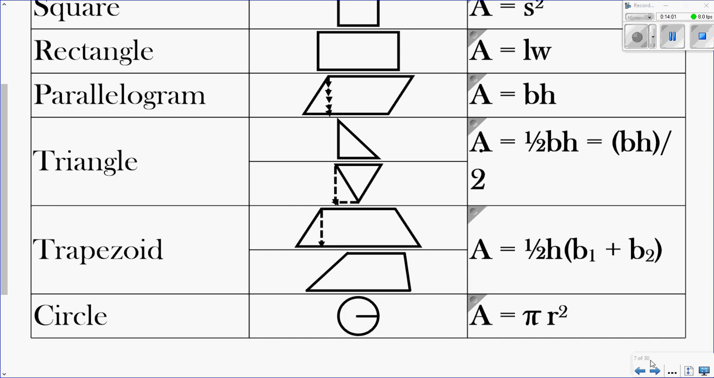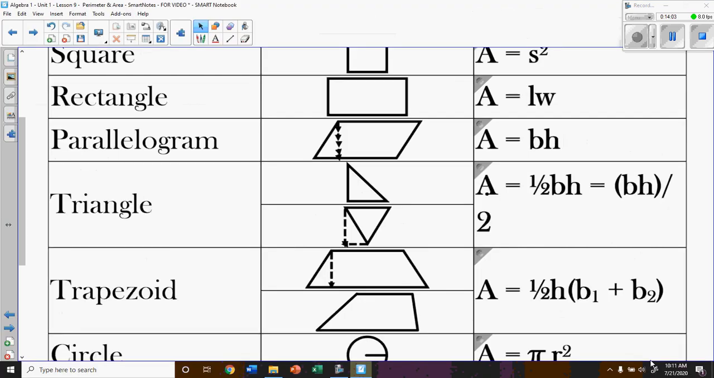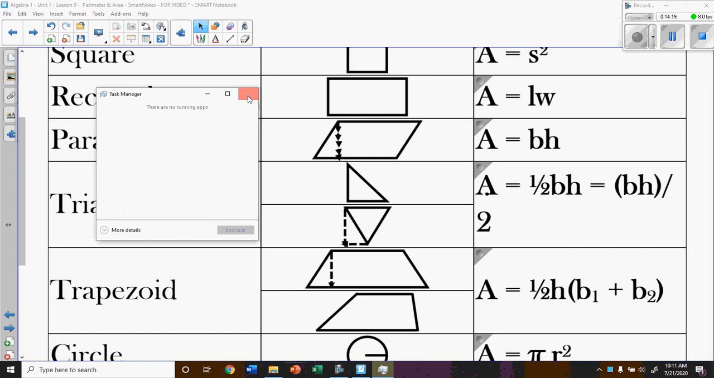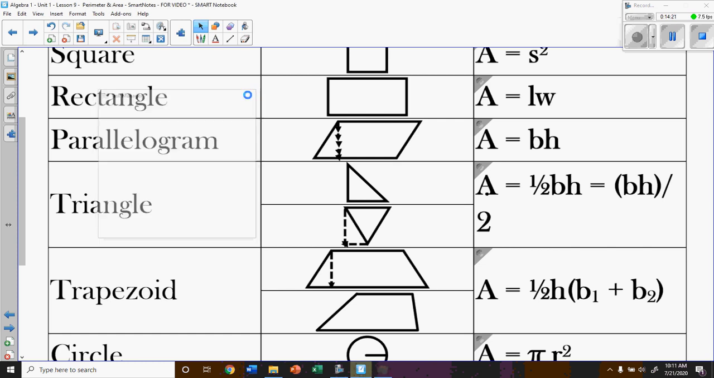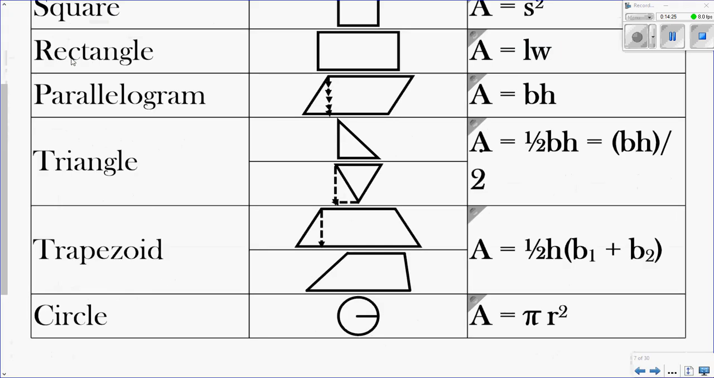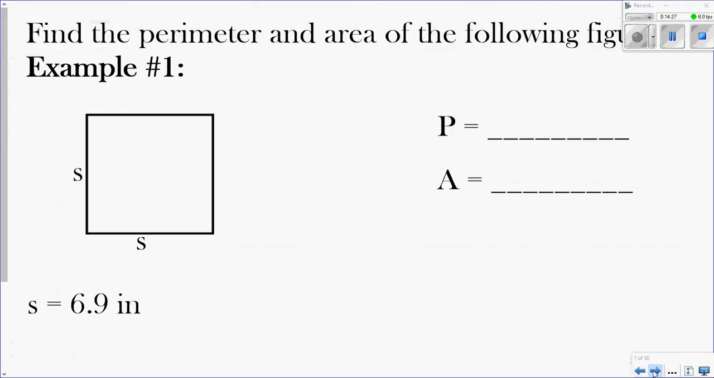So let's go on. Actually, this one has frozen. Let me just try to get this going. Give me a while. And task manager. Get that out. All right, let me expand this again and go on to the next page.